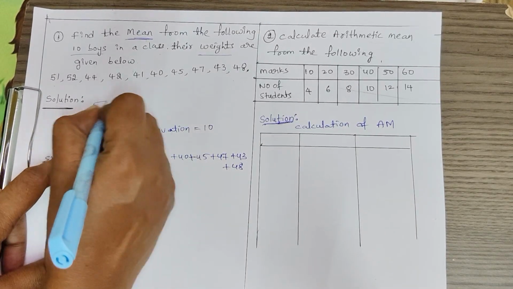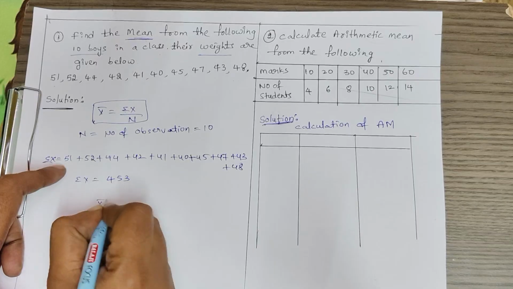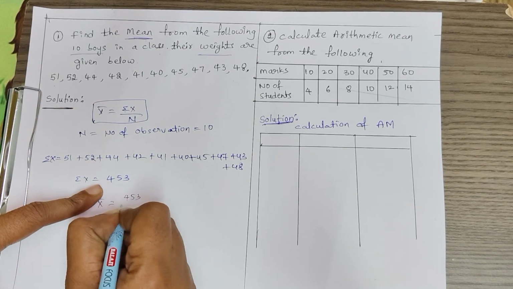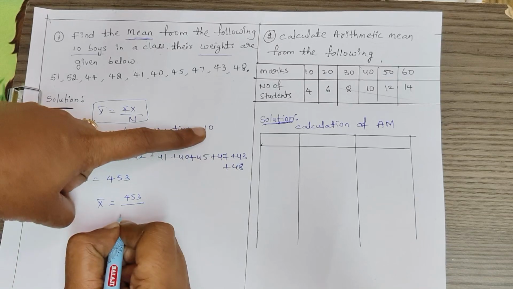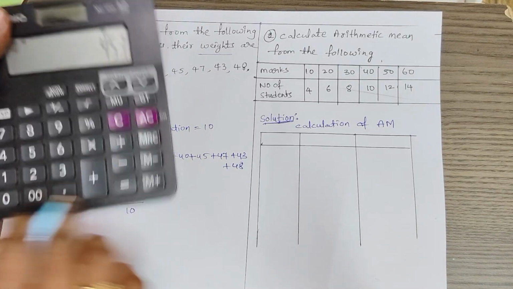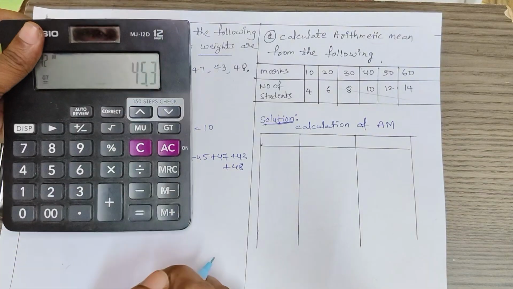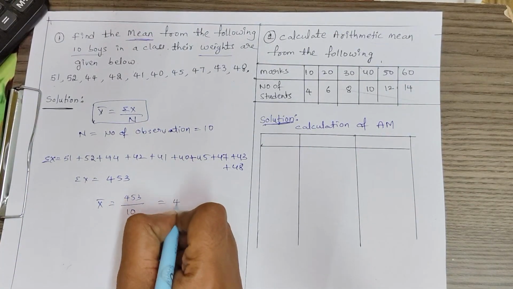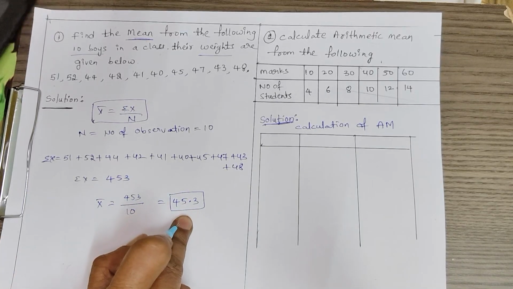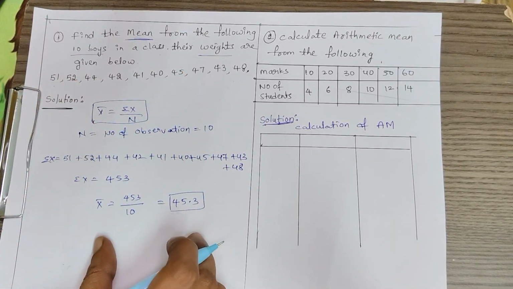So we know the summation of x as well as the n value. Just apply them in the formula. X bar is equal to, what is the summation of x here? 453 divided by n is equal to 10. So 453 divided by 10 is 45.3. What is this? The X bar value. If it is an individual series, this is the calculation process.